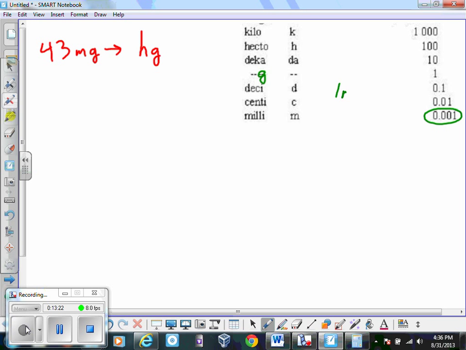So I have 1 milligram is equal to 0.001 grams. And then the second relationship, I'm going to hectograms. And I know that my hectogram number is over here. So 1 hectogram is equal to 100 grams. So those are the two relationships that we're going to be using. So I can make my chart.